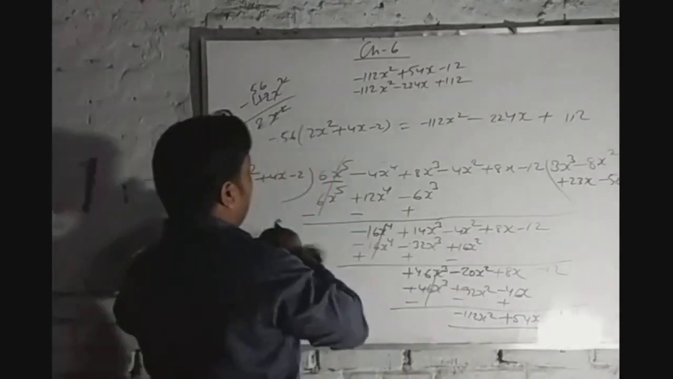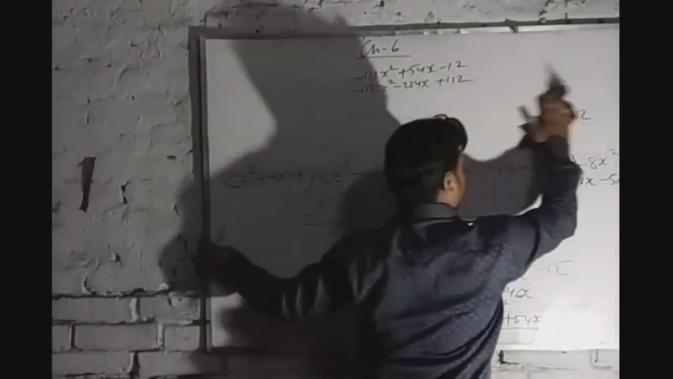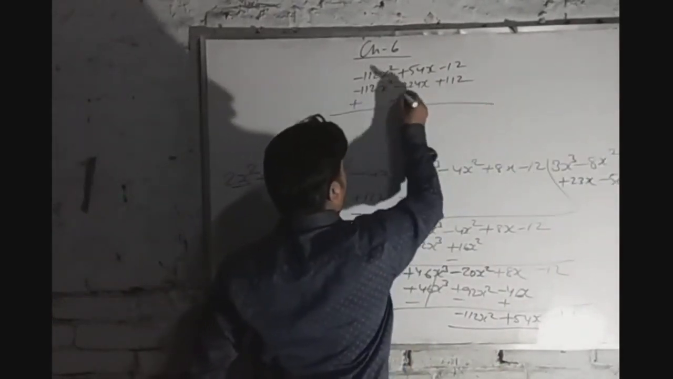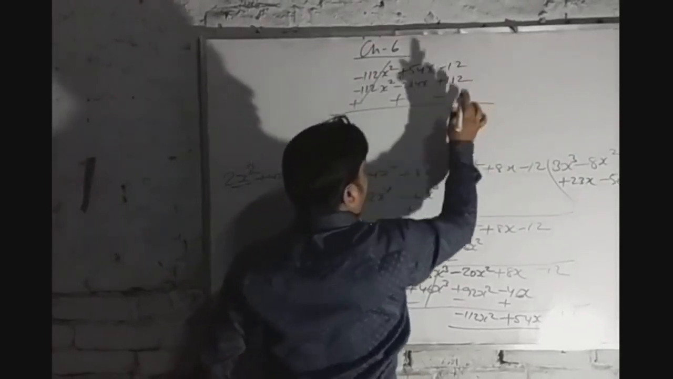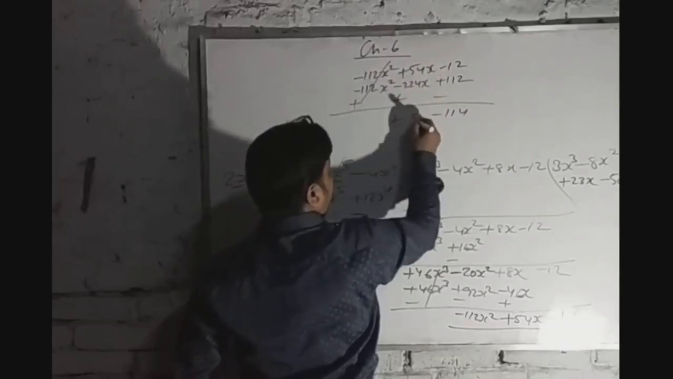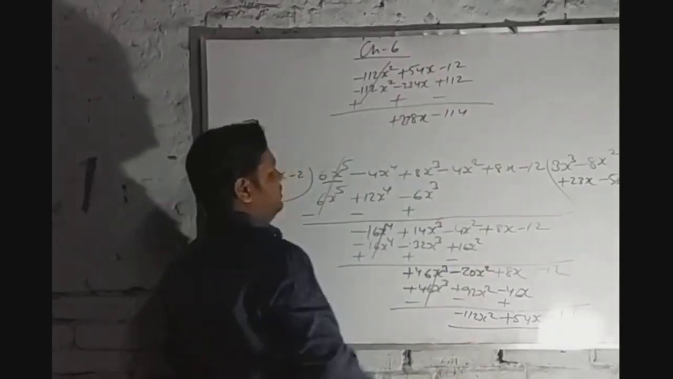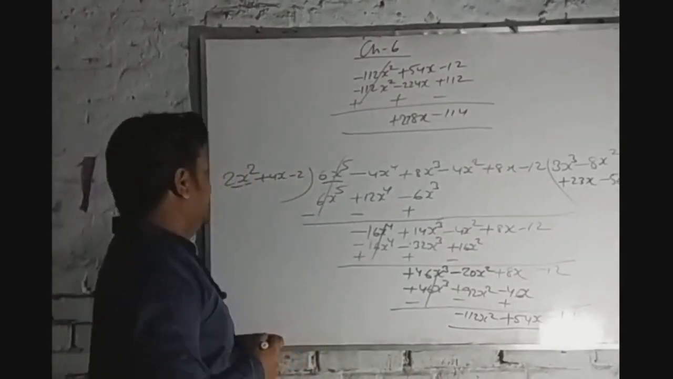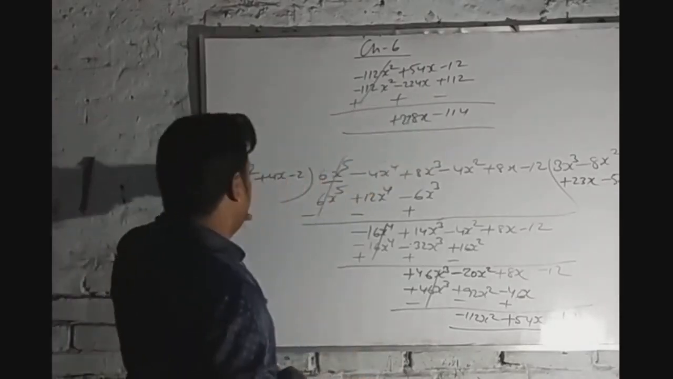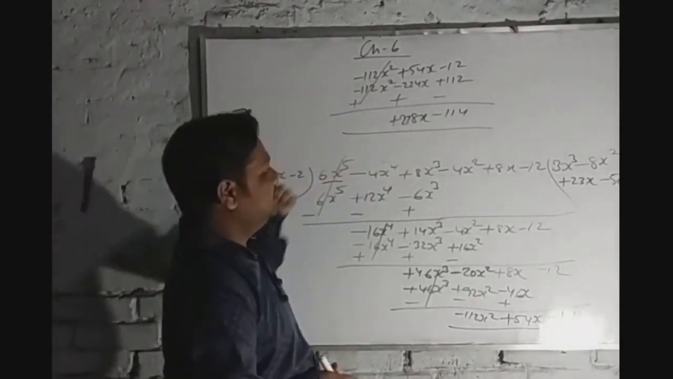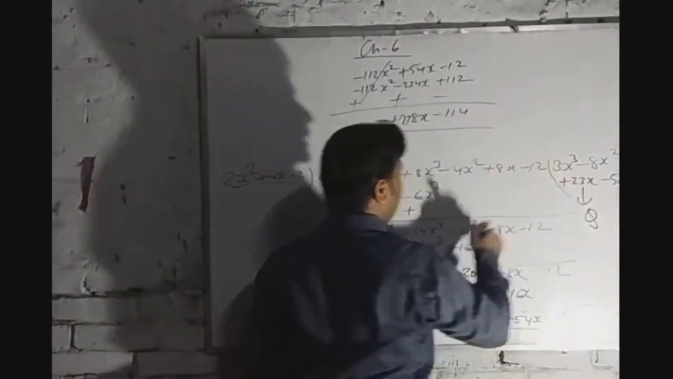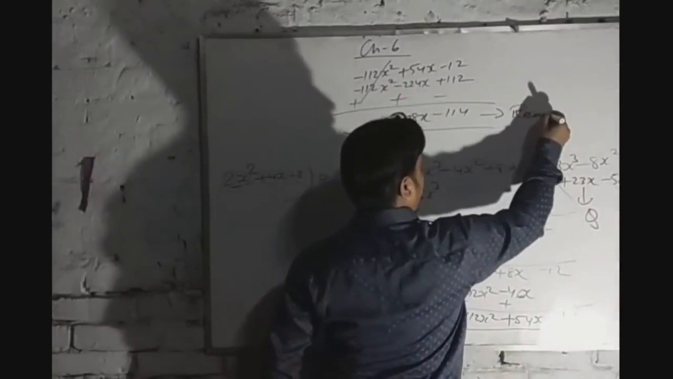Okay. Now again we have to change the sign and then we will solve. Plus minus cancelled out. Here you will get 114 with minus sign. Here with plus sign you will get 278x. Okay. Now you can see that here the exponent of this is 1 and here the exponent is 2. So it is the remainder. It is less than the divisor. So it is the remainder and it is the quotient.